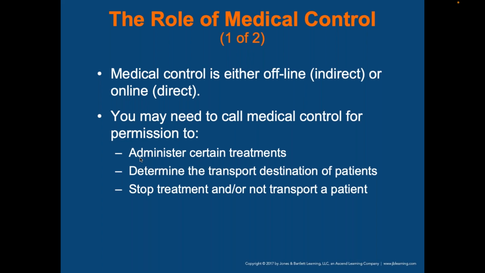So at the EMT level, you're going to need permission to help administer nitroglycerin. You can't just do it on your own, right? So that's one of the medications you have to call med control for. So administer certain treatments, determine the transport destination for patients. So you've got a trauma patient and you want to bypass and go to a trauma center, give medical control a call. If you want to stop treatment or not transport a patient, medical control can be consulted for that.